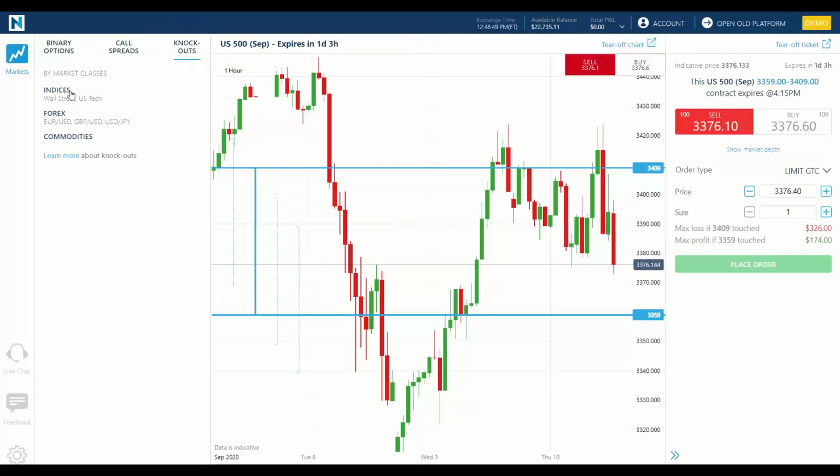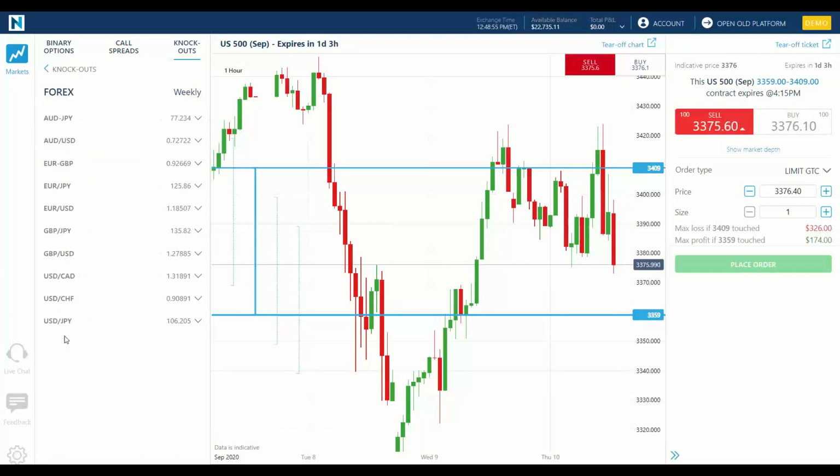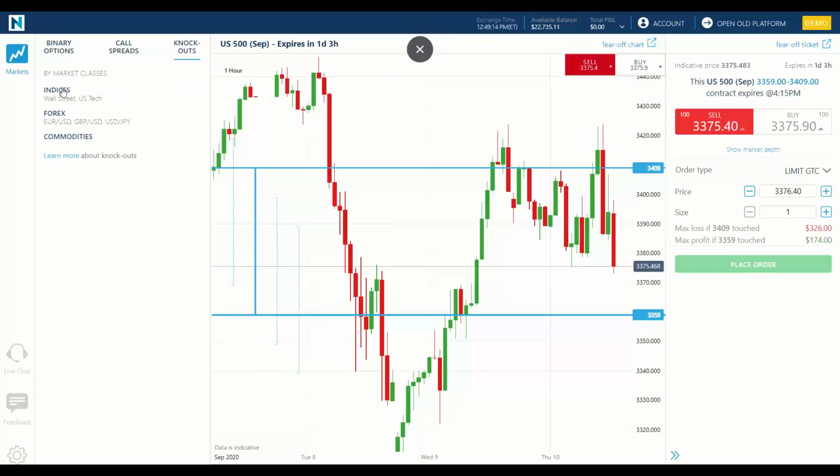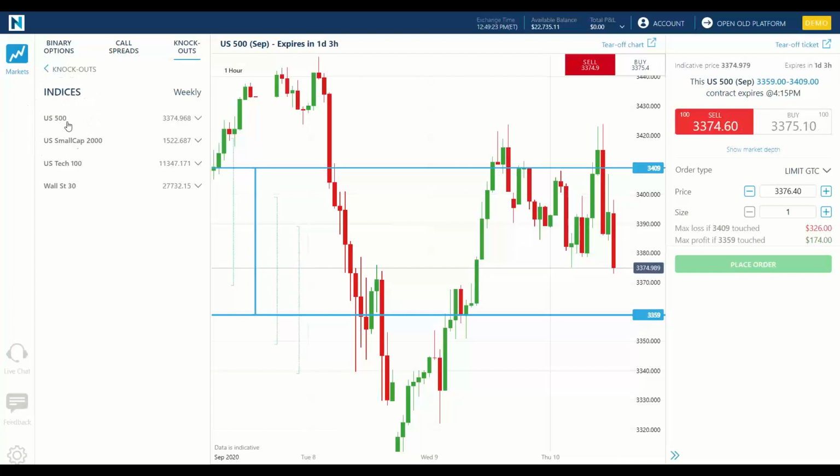When I click on knockouts, you'll see the different classes that we currently have. Indices, foreign exchange pairs, and we're going to be adding more. You can see all these new knockout pairs. We have commodities, all right? Gold, silver, nat gas, crude oil. So we've been adding new commodities, any of these that you want to trade. And then, of course, there's all of these indices, and if you're not familiar with these names, the U.S. 500 is indeed the S&P 500. The U.S. small cap is the Russell 2000. The U.S. Tech 100 is the NASDAQ index, and Wall Street 30 is the Dow Jones.